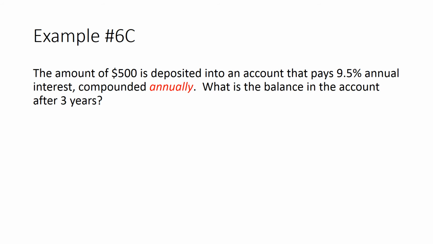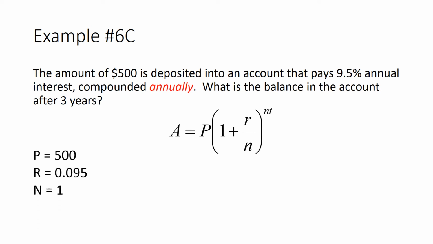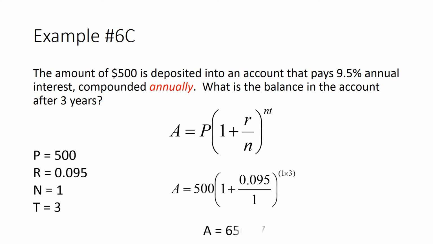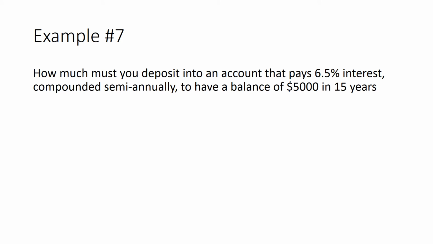Let's do it for annually. Annually just means N is equal to 1, which actually is just the growth formula. When N is equal to 1, that's just the growth formula. Okay? Alrighty, let's do our next one.